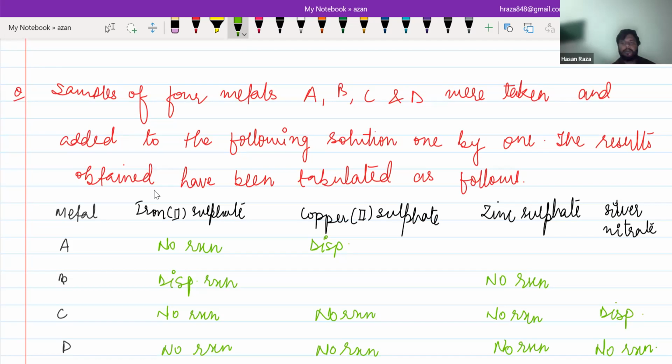Now the next question is samples of metals. Please let me know when you are done with this. Then the question will start. Okay, using the table, there will be 3 questions on this table, which is very easy. Please do this.